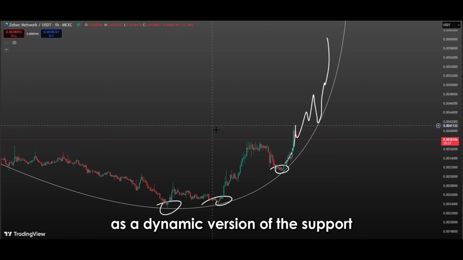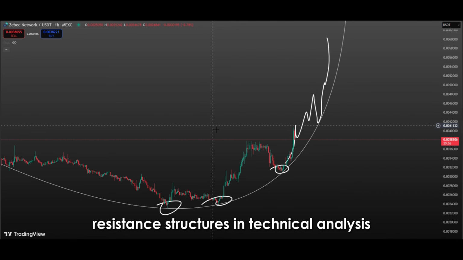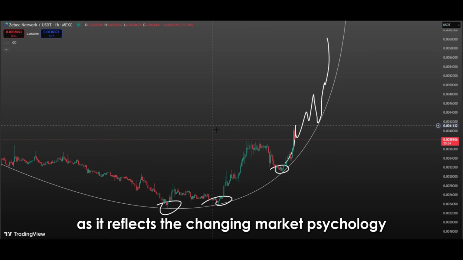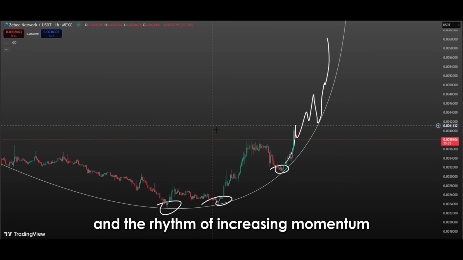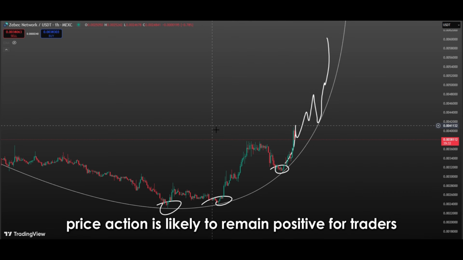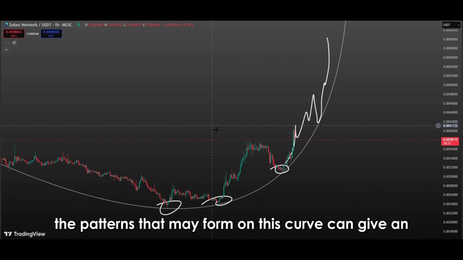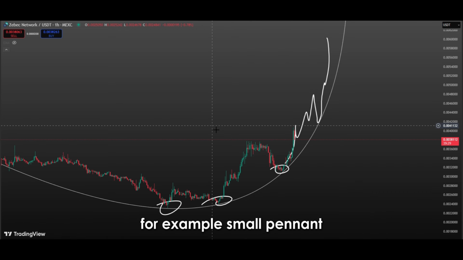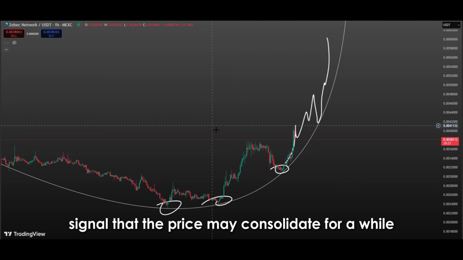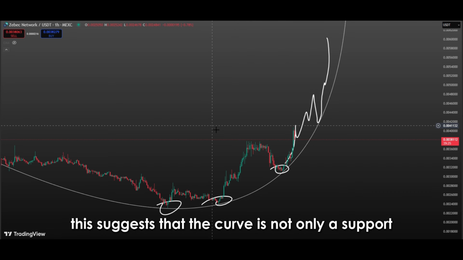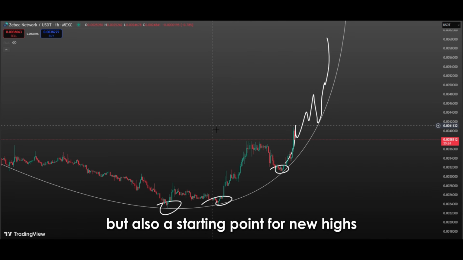As a dynamic version of the support-resistance structures in technical analysis, this curve can be much more effective than classic trend lines, as it reflects the changing market psychology and the rhythm of increasing momentum. As long as the slope of the curve remains upward, price action is likely to remain positive. For traders, the patterns that may form on this curve can give an idea about the strength of the uptrend. For example, small pennant, flag, or triangle patterns on this curve signal that the price may consolidate for a while and then reach new highs. This suggests that the curve is not only a support, but also a starting point for new highs.